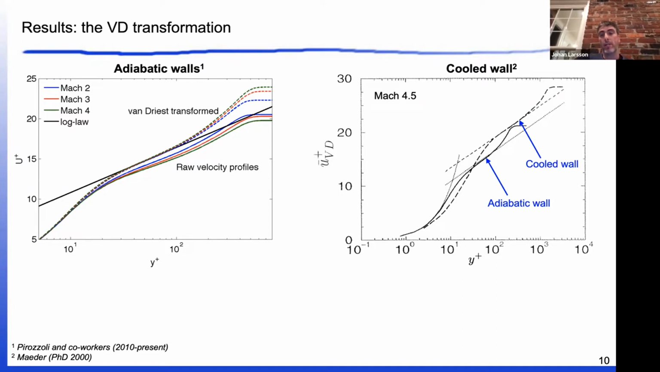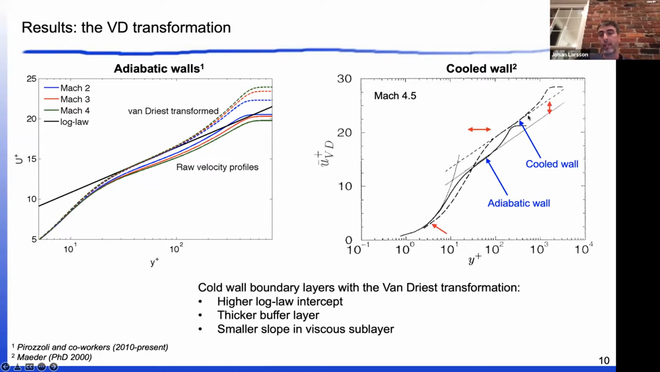What you see here is that if you have an adiabatic wall and you Van Driest transform it, the mean velocity profile lands beautifully on the correct log law, which is the dotted one. If you have a strongly cold wall and Van Driest transform it, you get a different result. The slope in the log layer is correct, but there is a vertical offset. In fact, there are 3 errors. One is a vertical offset: the log law intercept, which is a measure of the vertical shift, is too high. The viscous buffer layer is too high, and the slope there is too low.